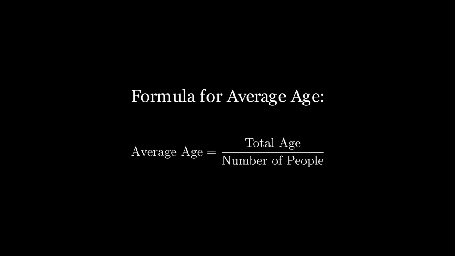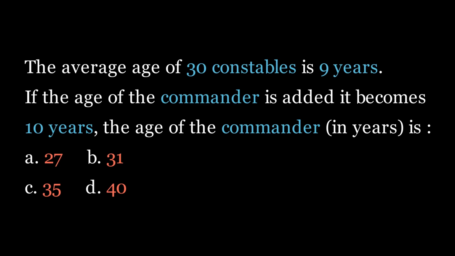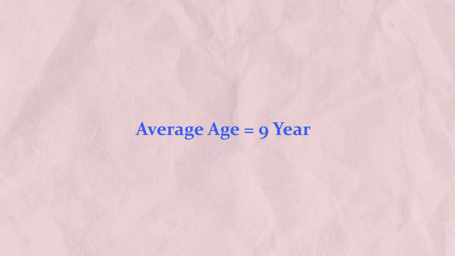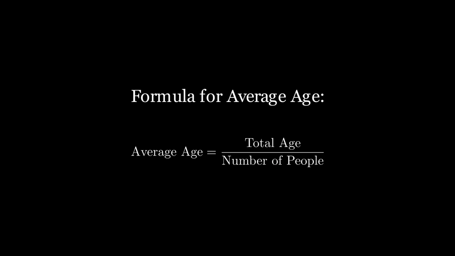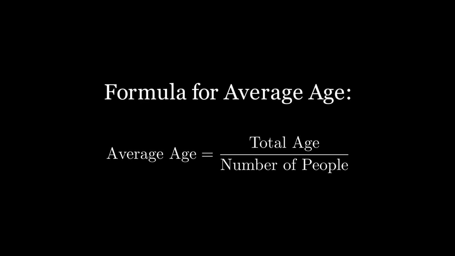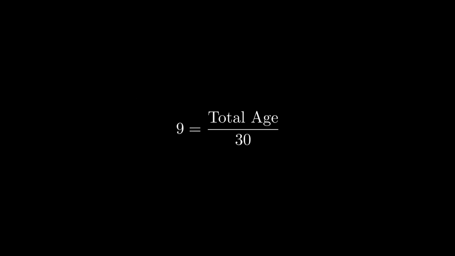We have a formula for the average age, that is average age equals total age divided by number of people. Looking at the question, we can plug in the values. What we have here is the average age and also the number of people. What we don't have is the total age. So what we need to do is find the total age. If we do the calculation, average age times number of people, we get the total age, which is 9 times 30 constables. We get 270, which is the total age.